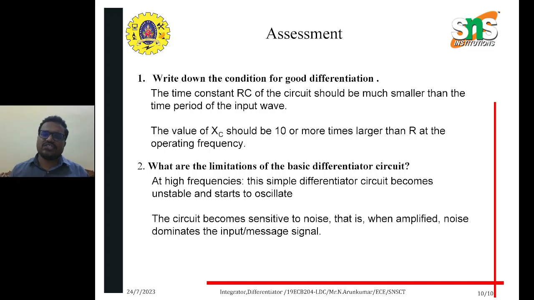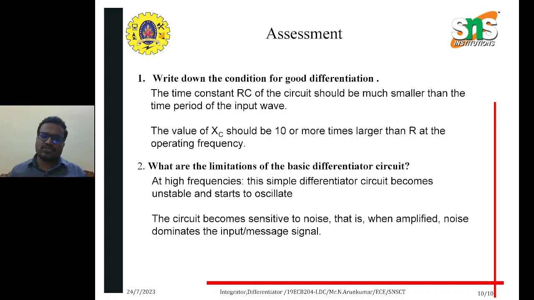Next is the limitations. Even though there are many advantages in this differentiator circuit, there are some small drawbacks. The drawback is that we are using this differentiator circuit as a wave shaping circuit to identify a large amount of frequency. At that time there may be some drawbacks, which are listed in this assessment.